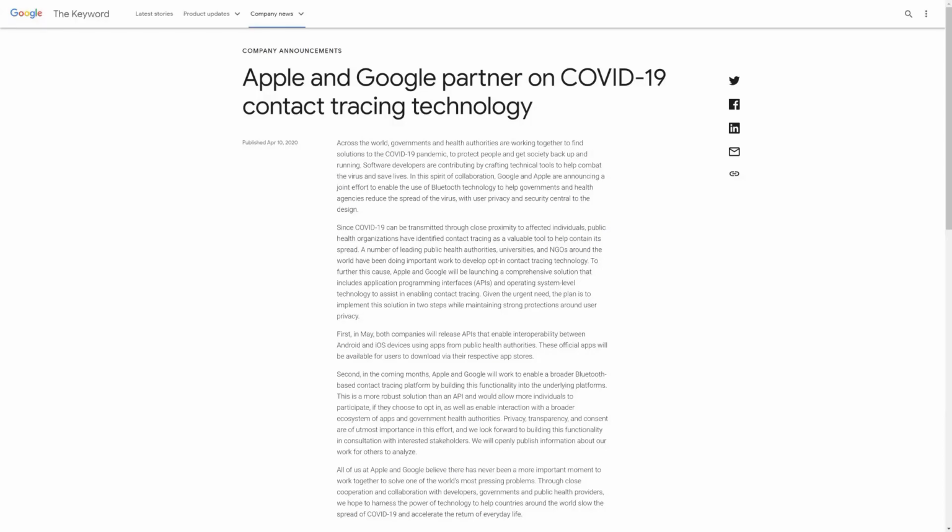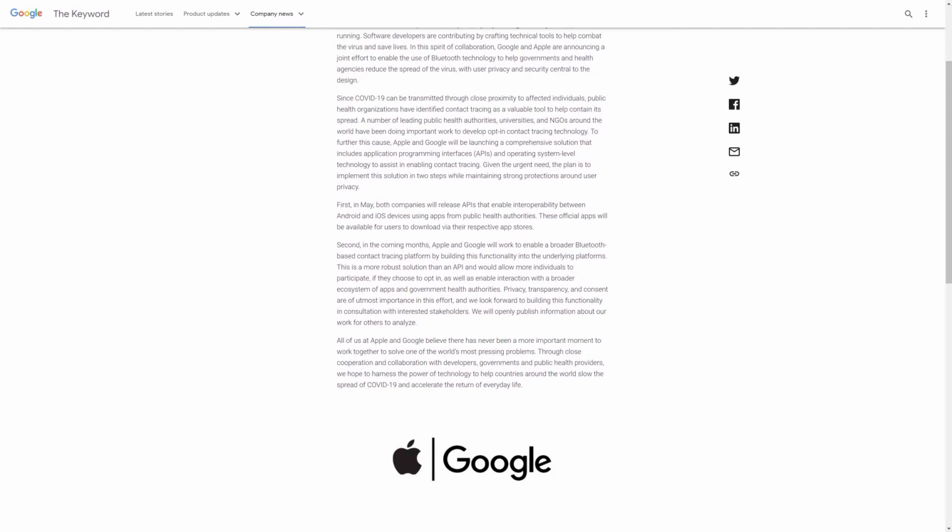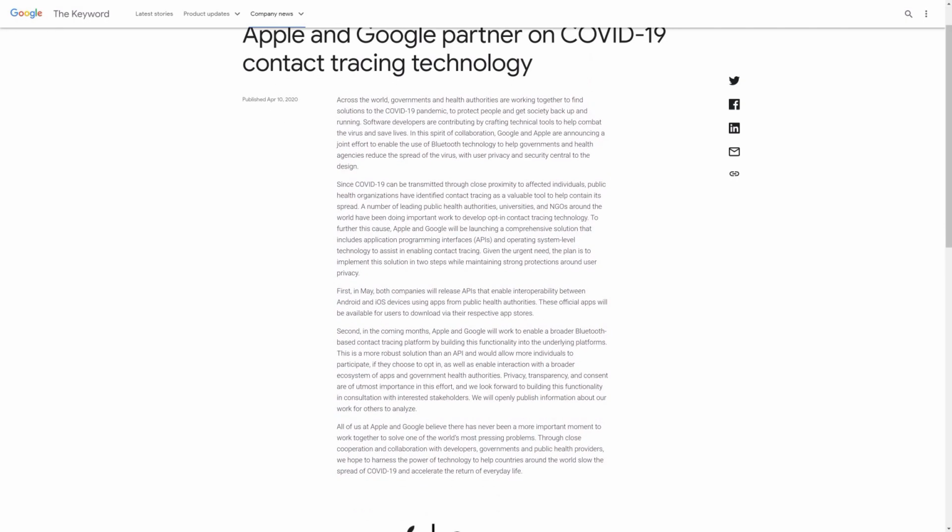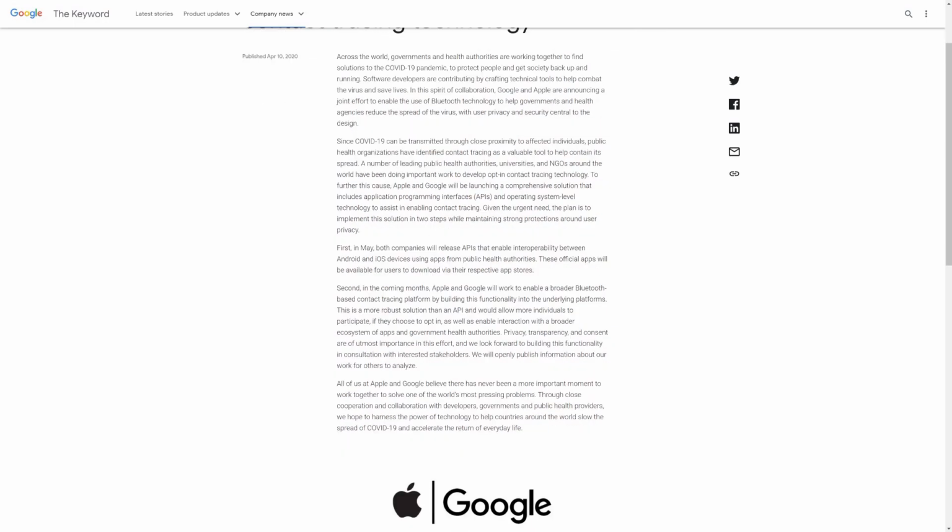On April 10th, Apple and Google announced that they would be partnering together to develop contact tracing technology for the COVID-19 pandemic. In this blog post, they talk about how everyone is collaborating together to tackle this disease. And Apple and Google have taken it upon themselves to develop a technology solution around the problem known as contact tracing. The way that they propose to do that is through some application programming interfaces and possibly operating system level technology to assist in this contact tracing.